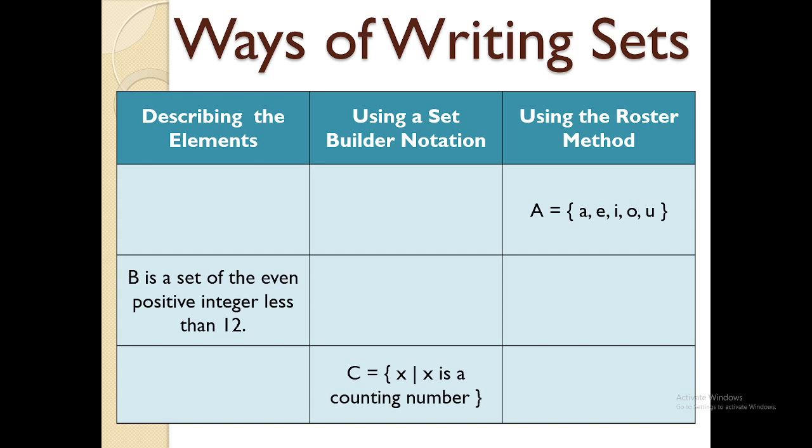So I have here an activity again. I would like you to fill up the missing parts in the table. So we have here describing the elements, the using of the set builder, and roster. Now we are already given the roster for our first item. How do we write the description of the set for this one?